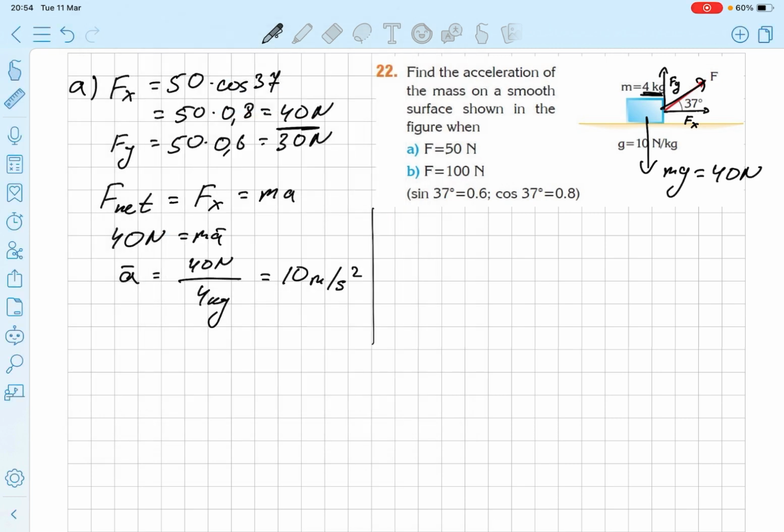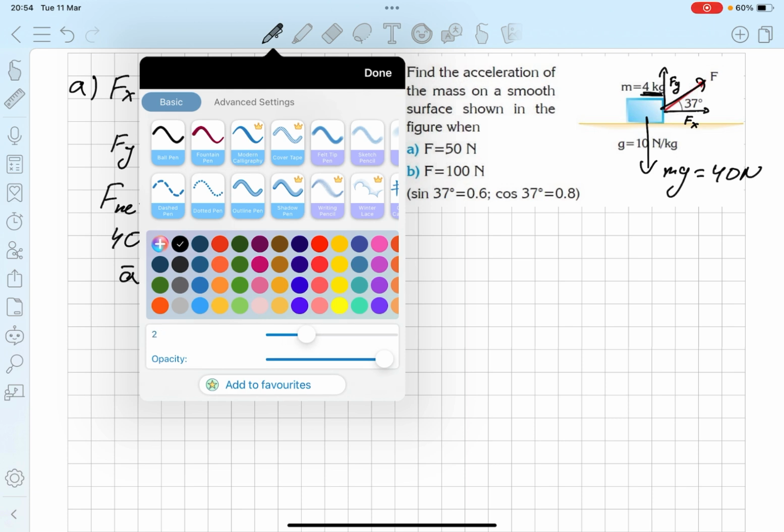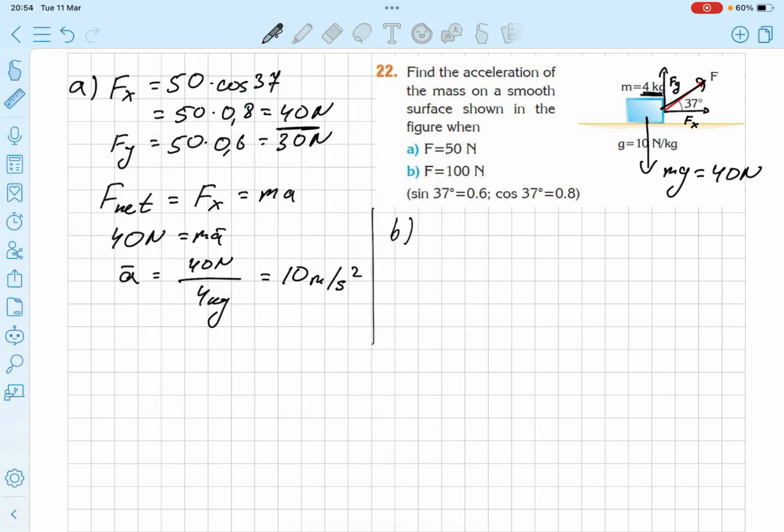And now let's solve it for B. It will be slightly different because the forces increase. That means F by Y increases as well. So here, firstly define F by X. F by X will be 100 times cosine of 37, which will be 80 newtons, and F by Y will be 100 times sine of 37, which will be 60 newtons.